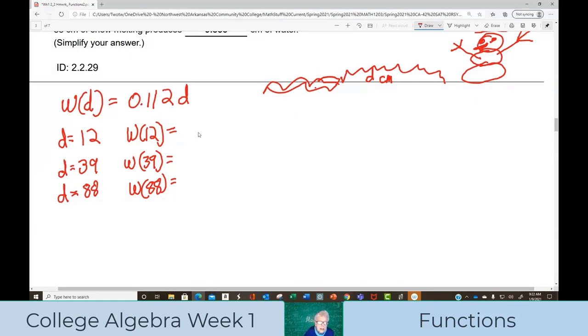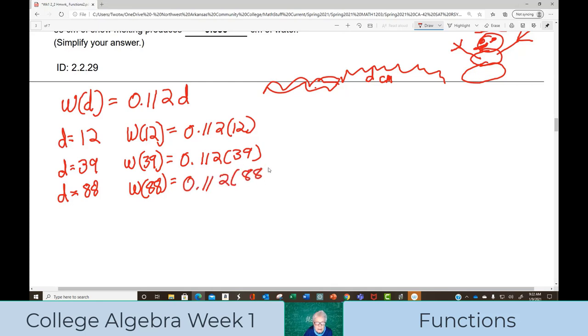So we are going to put in the calculator 0.112 times 12, 0.112 times 39, and 0.112 times 88.